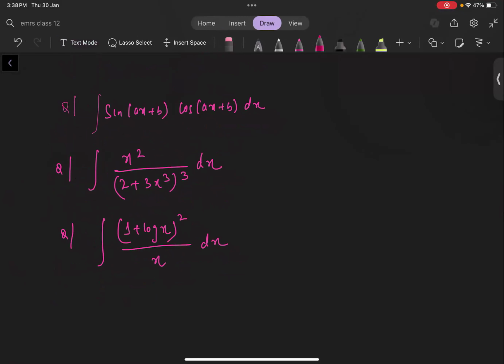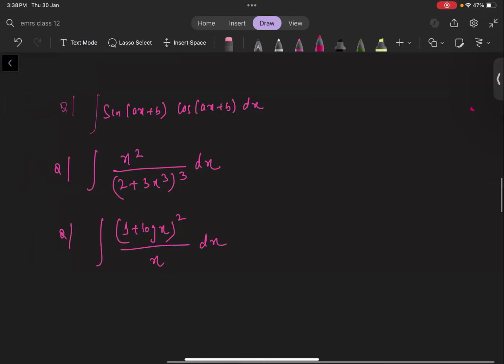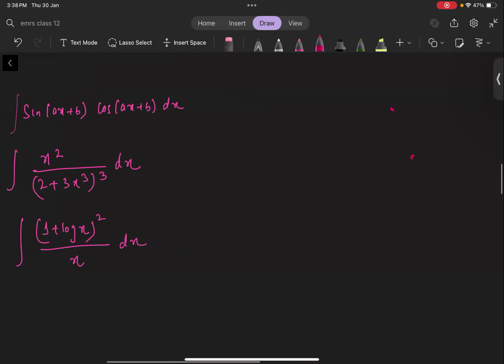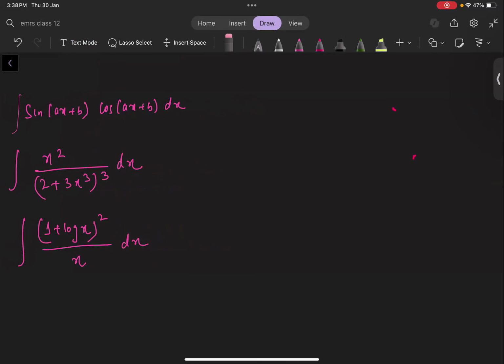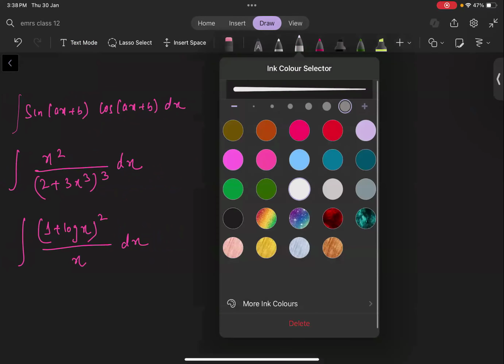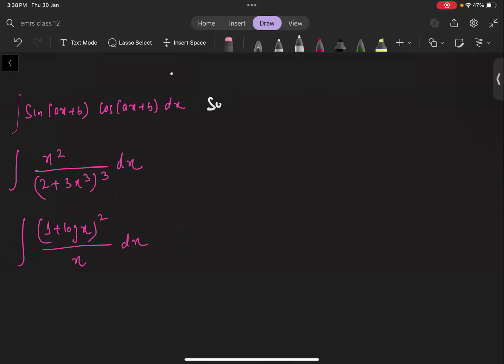So these are some of the questions which I gave you in the last lecture. So let's solve this one by one. Okay. So I'm solving the very first question here.